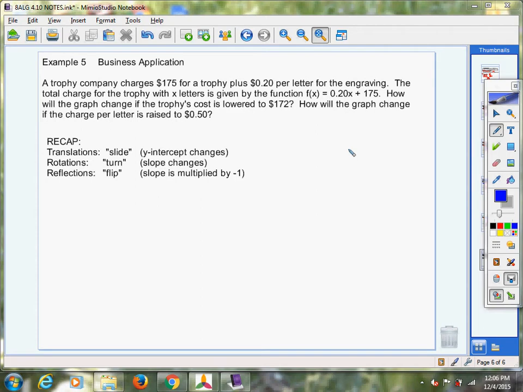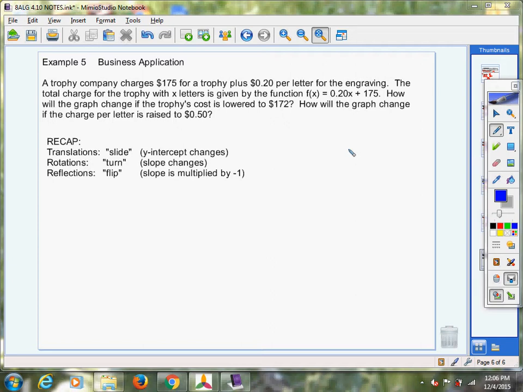We have a trophy company charging $175 for a trophy plus 20 cents per letter for the engraving. The total charge for the trophy with x number of letters is given by the function f of x is equal to 0.20x plus 175. How will the graph change if the trophy's cost is lowered to $172? How will the graph change if the charge per letter is raised to 50 cents?